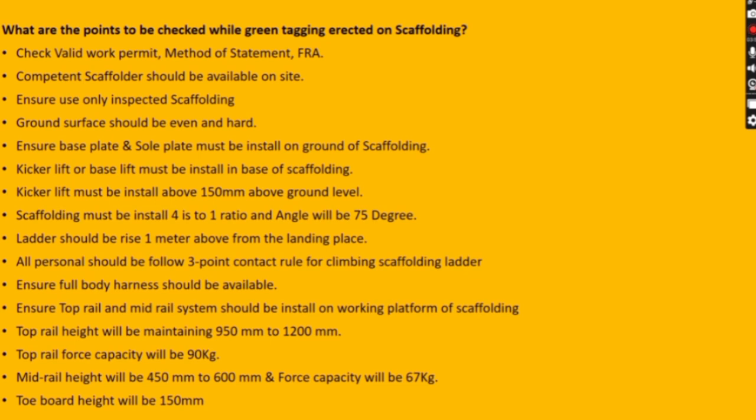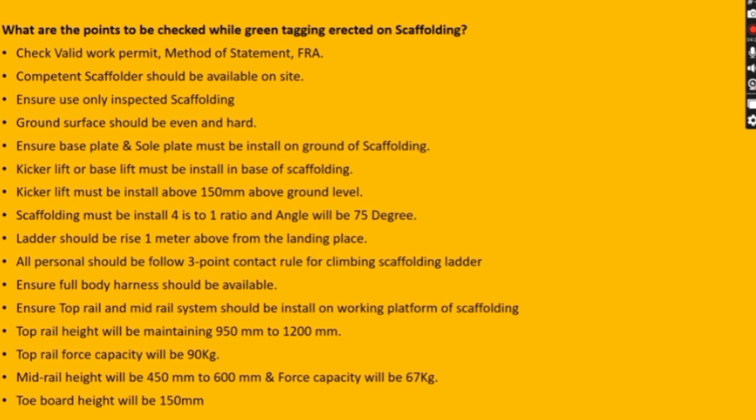Ground surface should be even and hard. Ensure base plate and sole plate must be installed on ground of a scaffolding. Kicker lift or base lift must be installed in base of a scaffolding. Kicker lift must be installed 150 mm above ground level. A scaffolding must be installed 4:1 ratio and angle will be 75 degree. Ladder should be raised 1 meter above from the landing place.